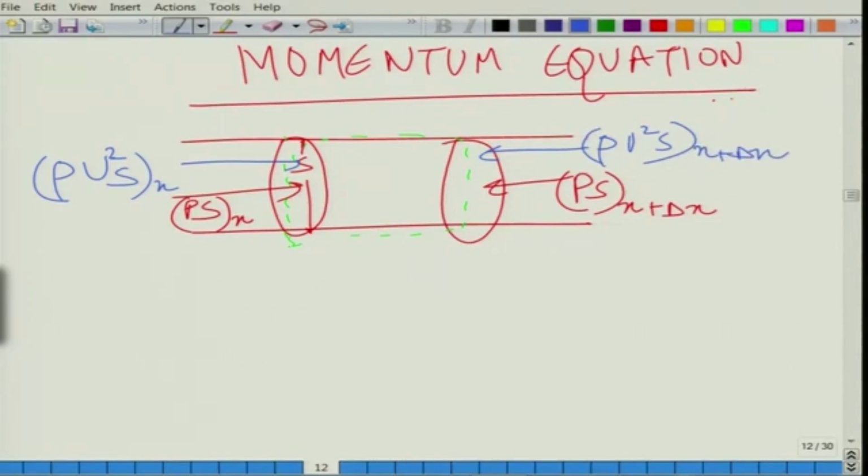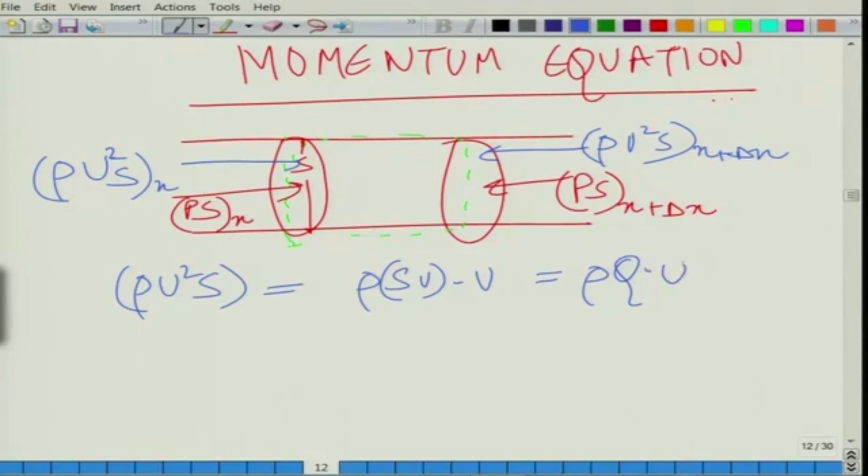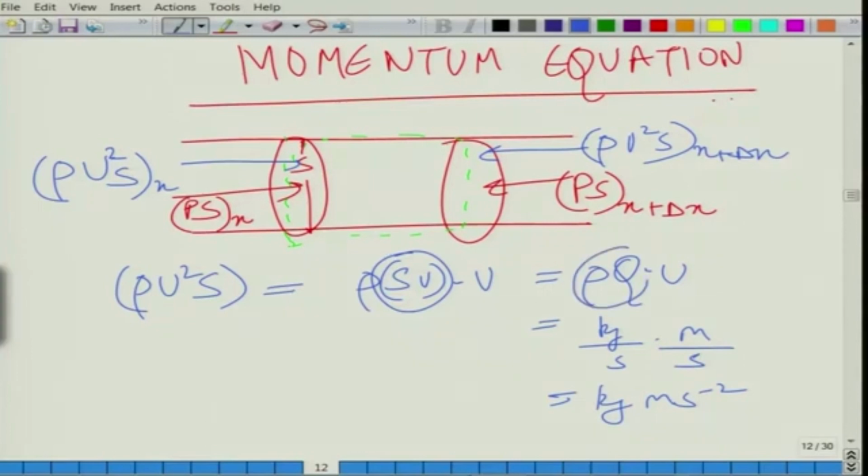All right. Before we proceed further, let us understand where we are getting this term from. This can be thought of as rho S times u into u, something like rho times Q into u. This has units of force, kg meter per second square. Here rho S u is like your mass, it is like your volume velocity, so this entire term is the mass per second. Mass per second times velocity has units of force. So you have your momentum influx coming from phase 1, and here you have phase 2.